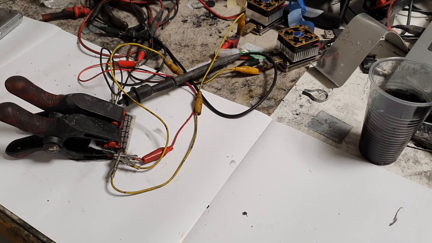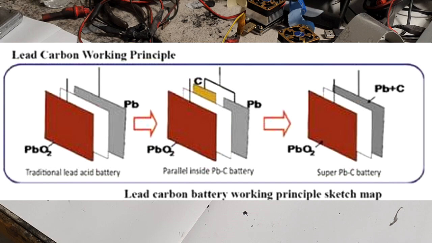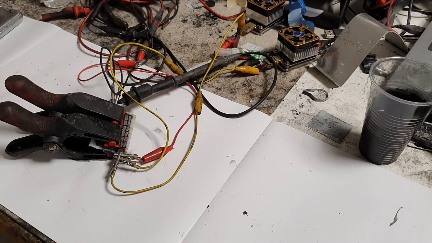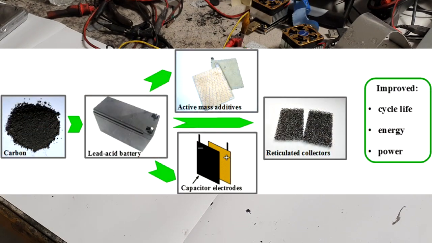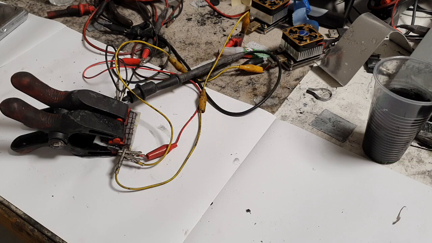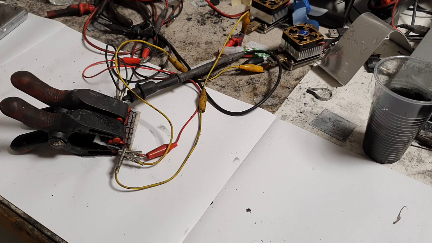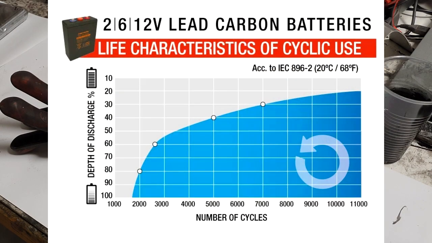But the lead carbon battery has the same positive active material, which is lead dioxide, and the negative electrode in this one is made from lead powder and also some carbon based material, put on a lead grid. The electrolyte is the same, sulfuric acid, and that's it. With this small change you will get a really, really good amount of cycles. The normal lead acid battery is rated for around 300 to 500 cycles. The lead carbon battery has from 5,000 to over 10,000 cycles or even more.